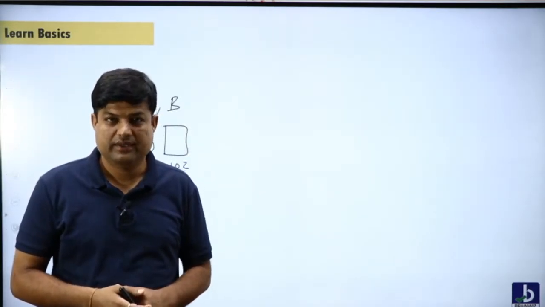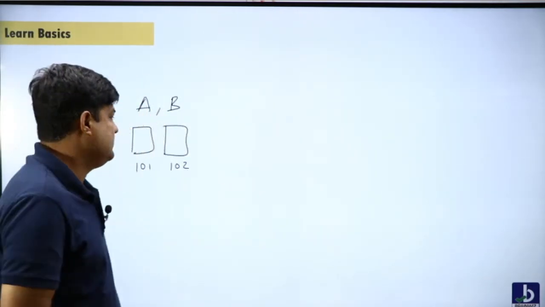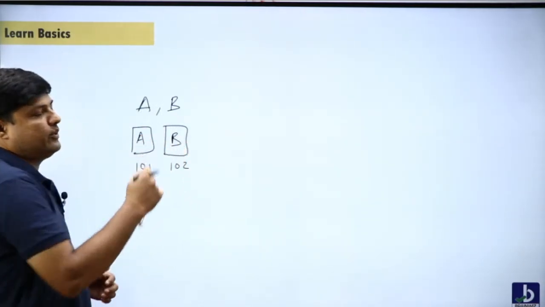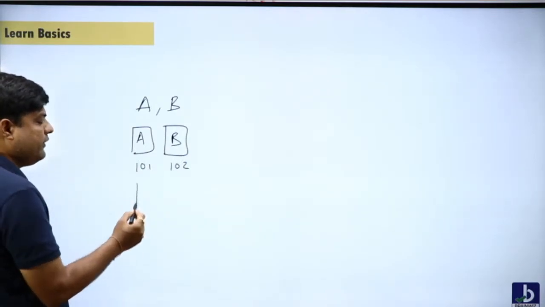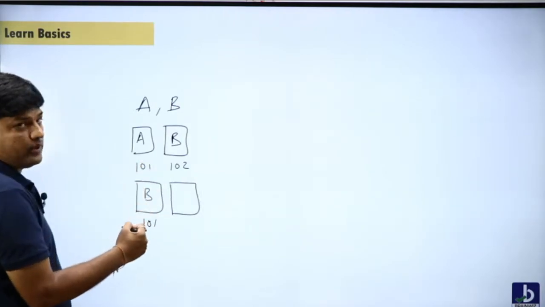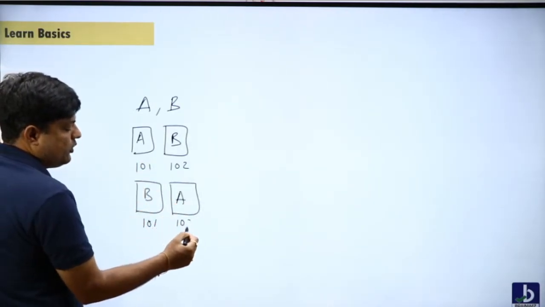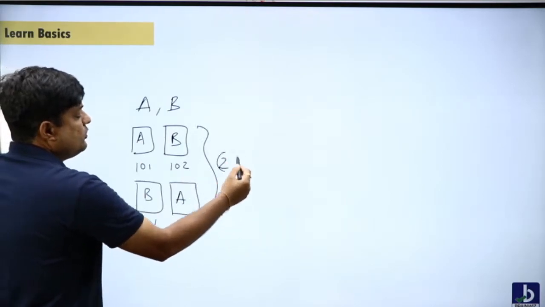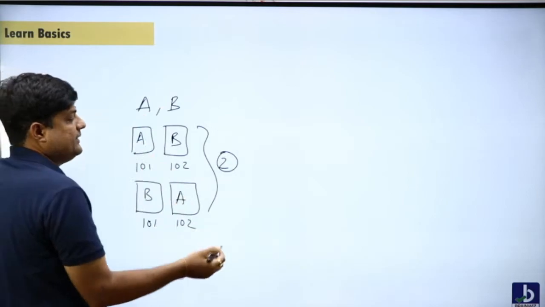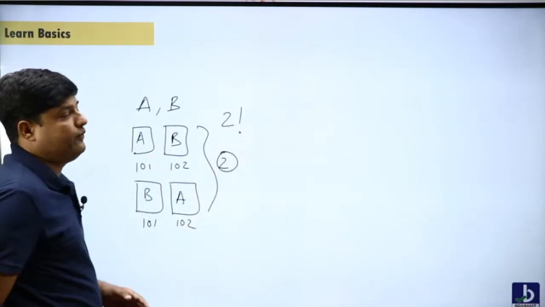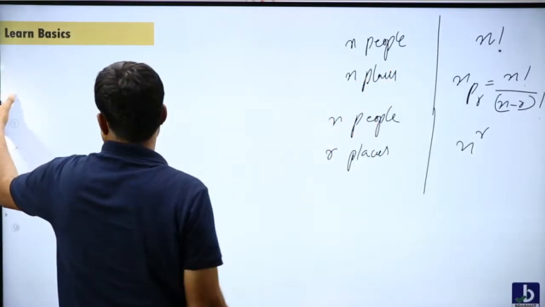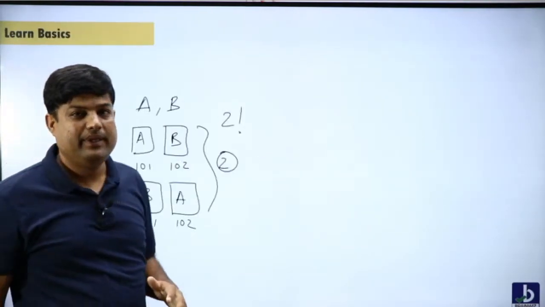There are 2 ways. Am I right, everybody? Tell me one way. One way, A can take room number 101 and B can take room number 102. Or else we have one more way: B can take room number 101 and A can take room number 102. So we have how many ways, students? 2. So this is nothing but what we learned yesterday: 2 people, 2 places, 2 factorial. Are you understanding, everybody? This is very clear.